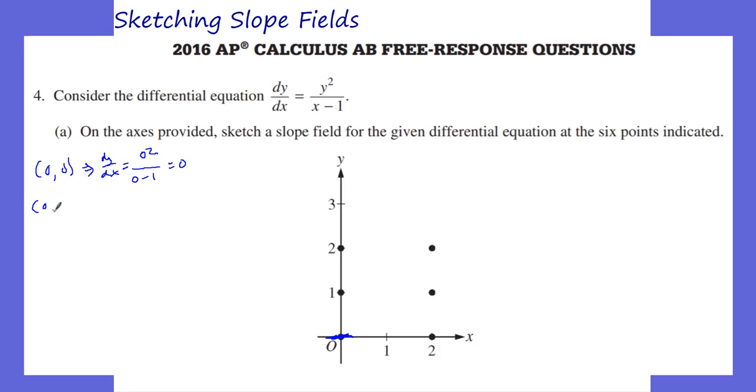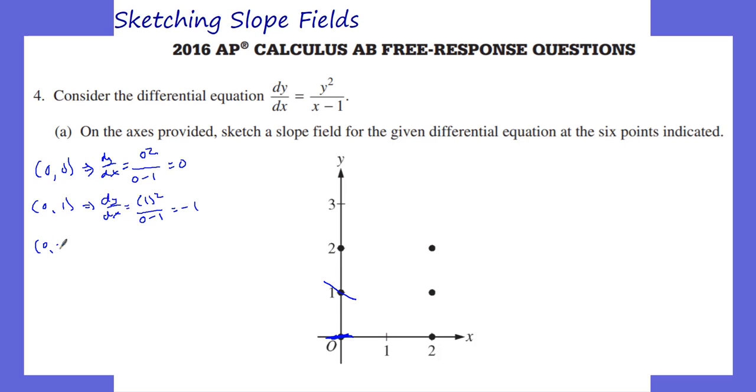Now we have 0, 1, don't we? 0, 1 at this point right here. So we're going to plug that in. Dy over dx equals, my y value is 1, 1 squared over 0 minus 1. So we have 1 squared over negative 1. That's a slope of negative 1. So a slope of negative 1 is going to look like this, isn't it? Okay, roughly. Slope of negative 1.